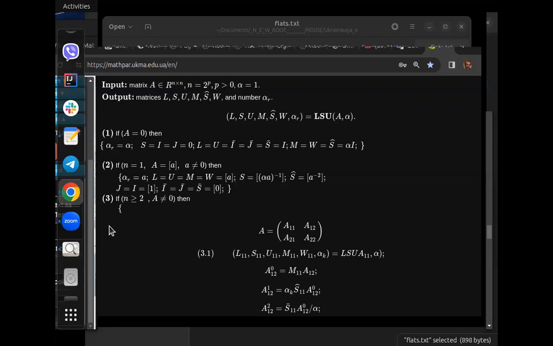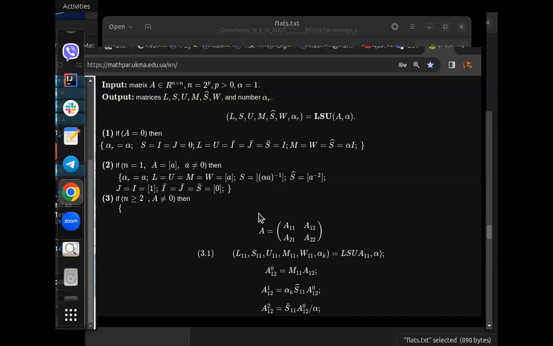So this is the biggest minor that may be in the matrix A, and there may be several cases. The first case is when A is the zero matrix. If A is the zero matrix, then the result is next. The second variant is when matrix A has size 1 by 1, so matrix A has just one element. This element is not zero, and then the result of the algorithm is the next.